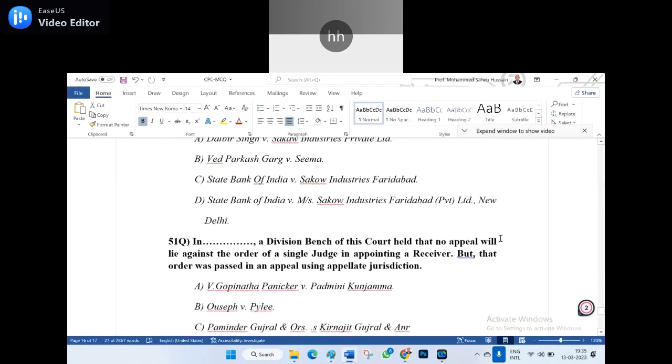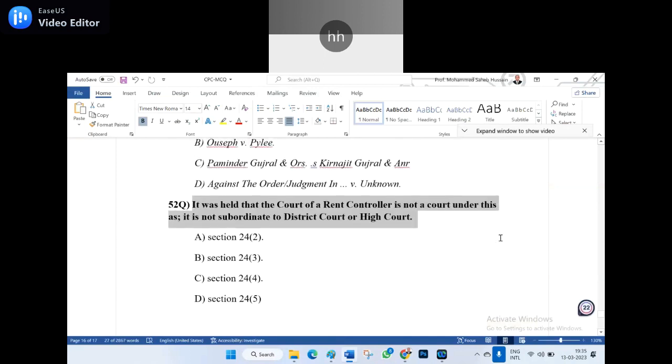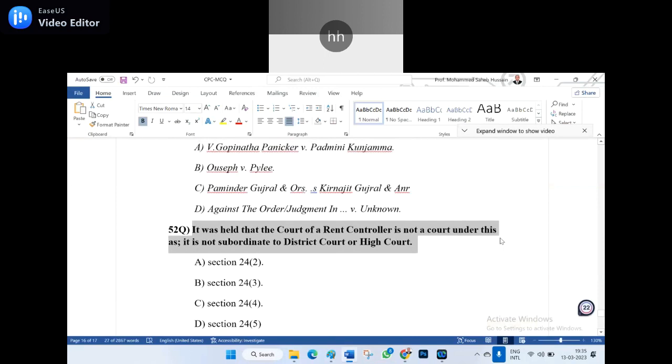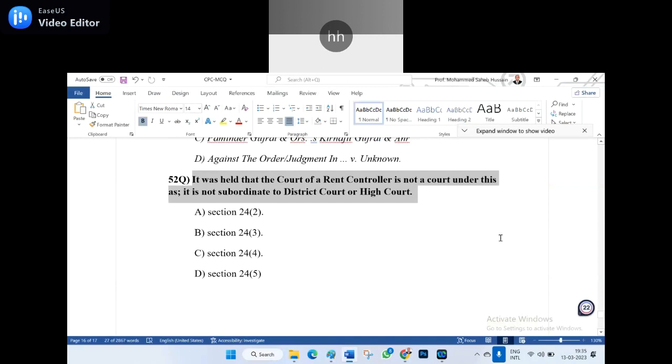Once again, the last question, because I prepared 27 questions. The last question is a doubtful one: which section actually says that the rent control court is not a court under this, as it is not subordinate to the district or high court.